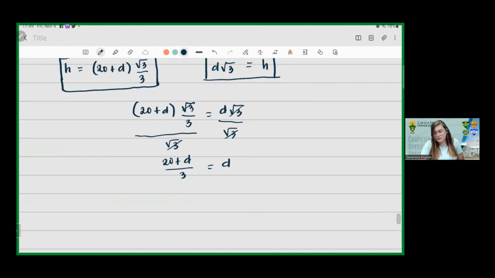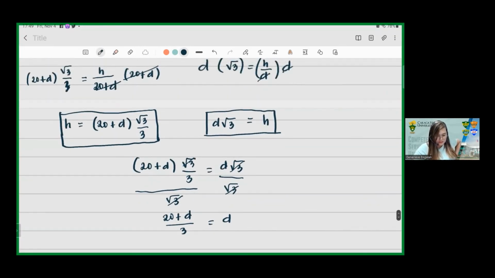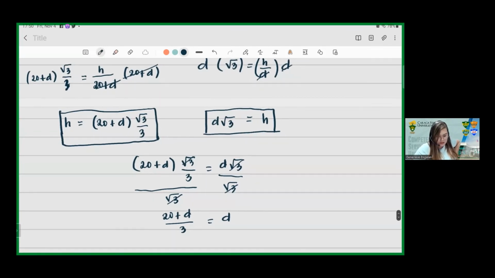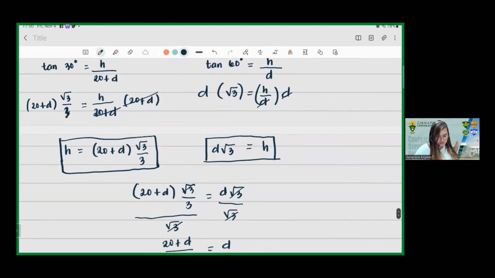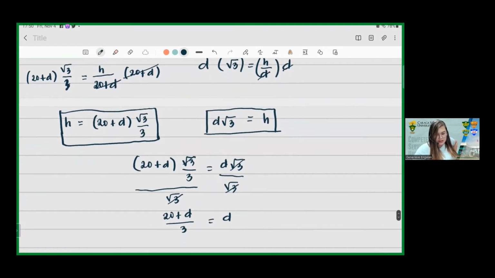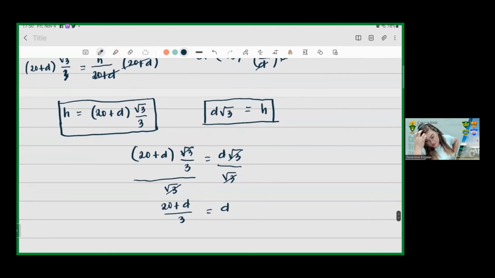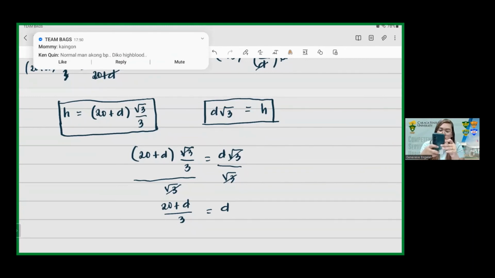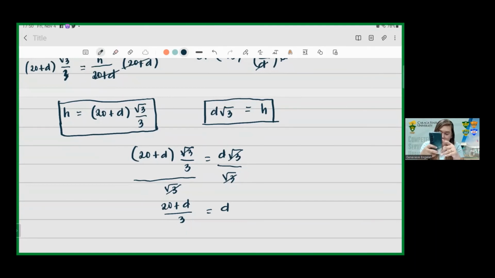Did you get it? Are you confused? Recall 20 plus D and tan 30. Tangent of 30 is square root of 3 over 3.